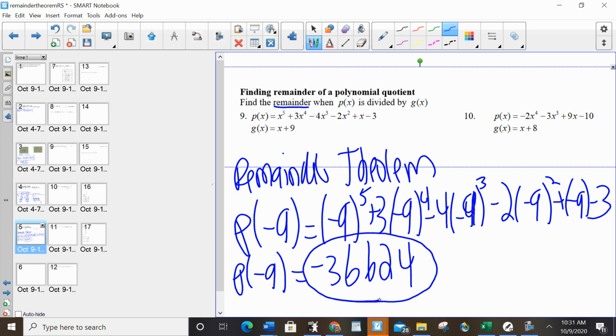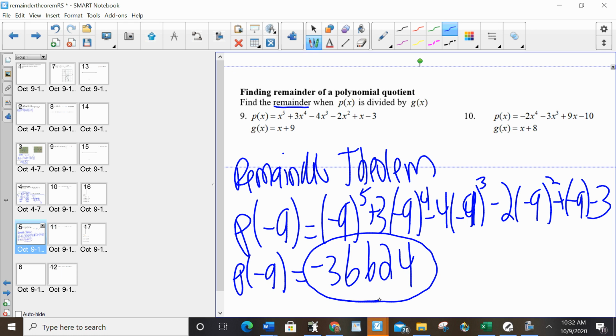A little follow-up question, which we're going to talk about later in this review sheet. Because it has a remainder that's not 0, I know that x plus 9 is not a factor of p of x. If the remainder was 0, then it is a factor, and again, we'll talk about that. In fact, I think that's probably the next question that we're going to talk about.